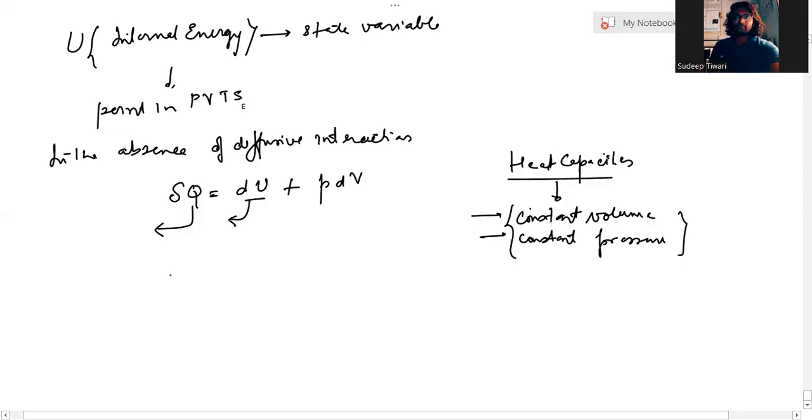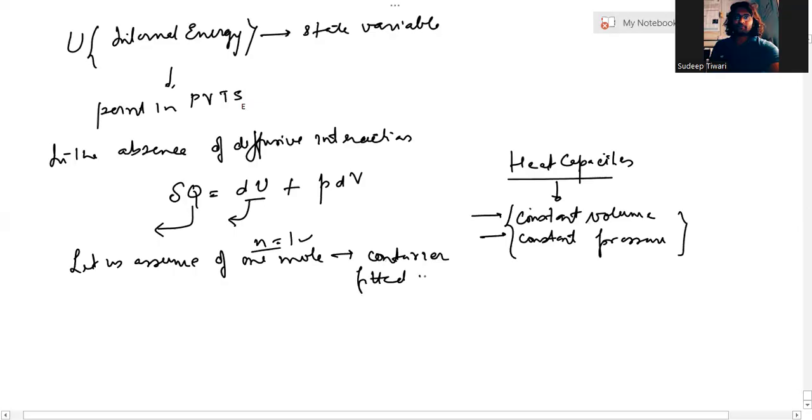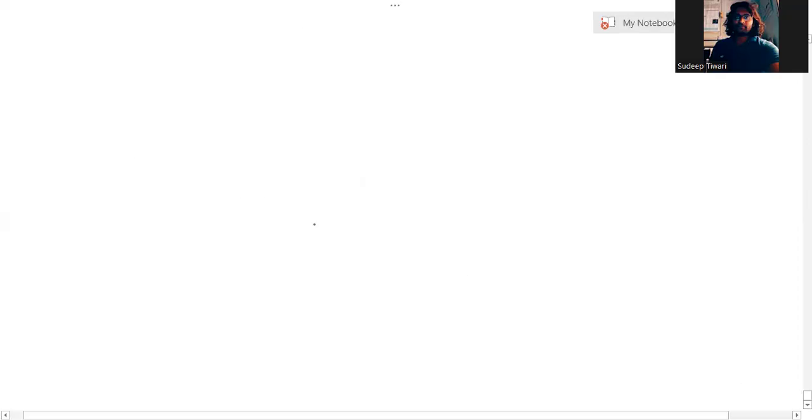So let us assume for simplicity that we are talking of 1 mole of gas, so that life becomes a little easy for us. And let's say it is contained in a container fitted with a piston. So let us consider a case of 1 mole of gas contained inside a container fitted with a piston.